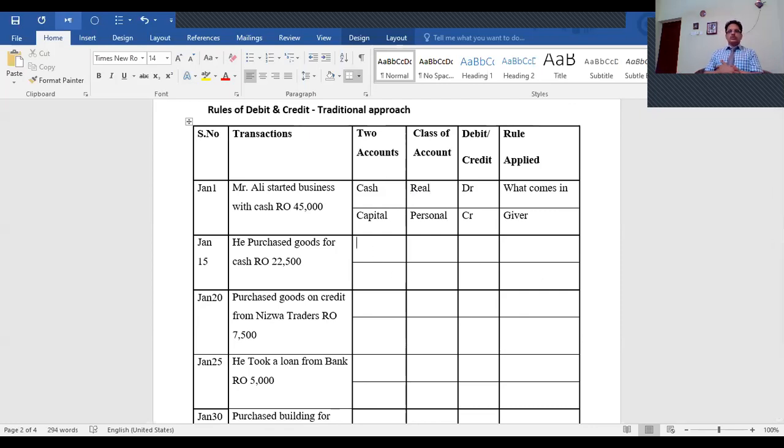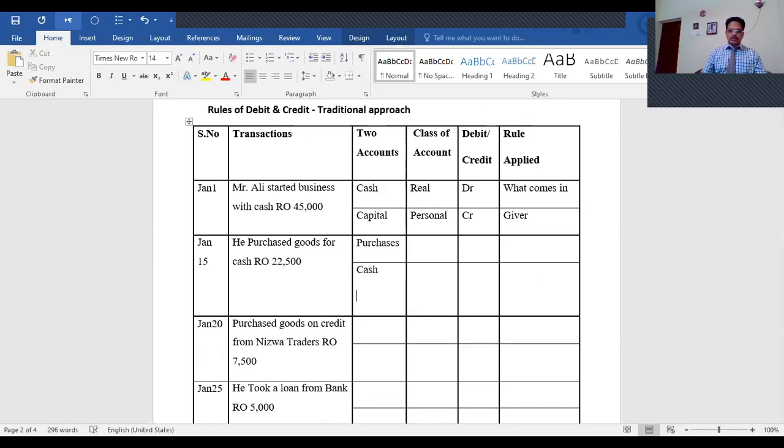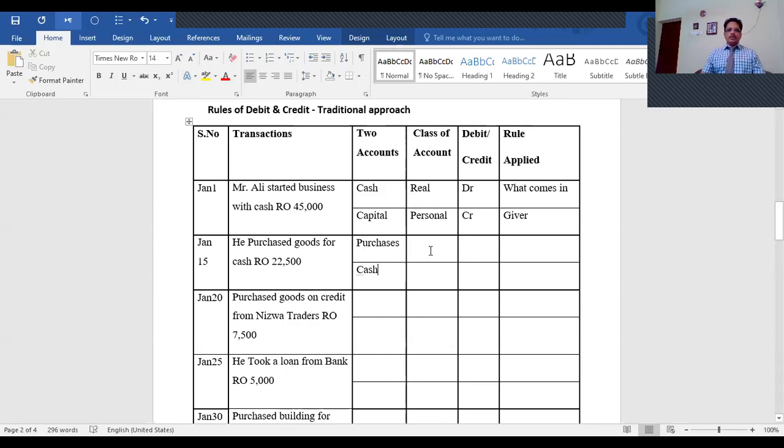Now the second one: purchase goods for cash. You are purchasing goods and giving cash. You already know the two accounts, purchases and cash, but you have to decide the group. Not five groups like expense or income, only personal, real, and nominal. Purchases is an expense, and expense comes under nominal account. Then cash is an asset, and it comes under real account. There is no doubt in that.